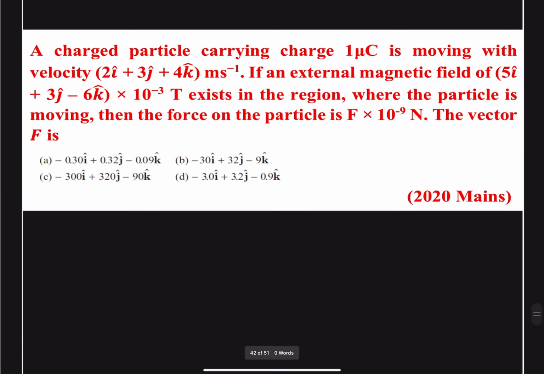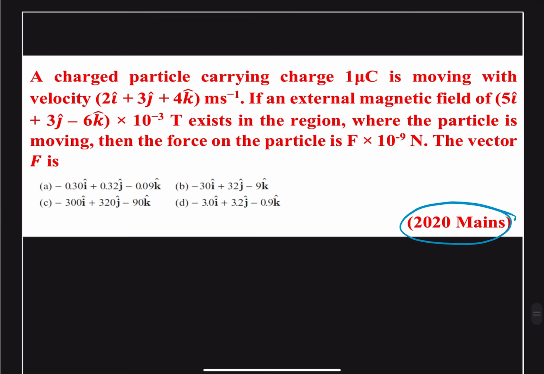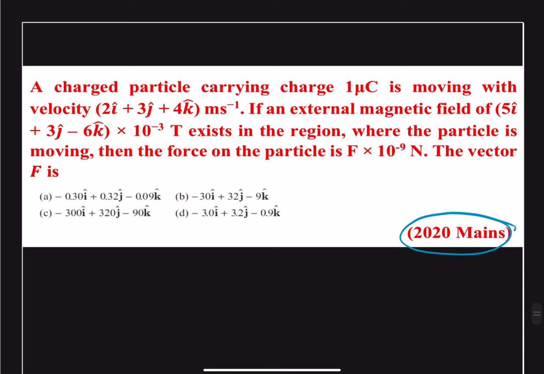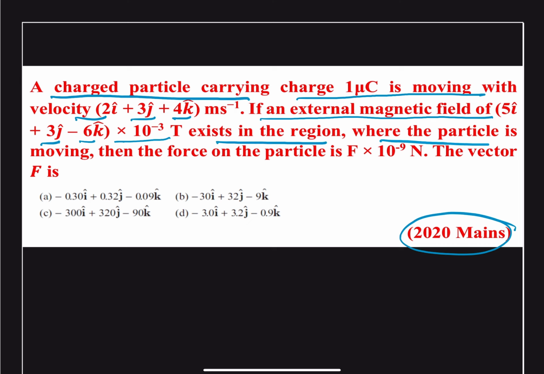And we come to the last question of the 2020 mains, and it states that a charged particle carrying a charge 1 microcoulomb is moving at velocity 2i plus 3j plus 4k. If an external magnetic field 5i plus 3j minus 6k, times 10 to the power minus 3 Tesla, exists in the region where the particle is moving, then the force on the particle is F times 10 to the power minus 9. We have to find out the vector F.